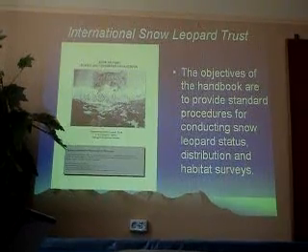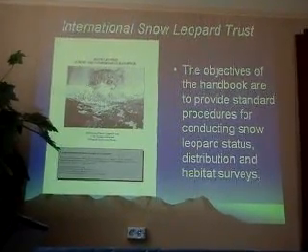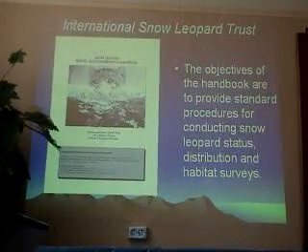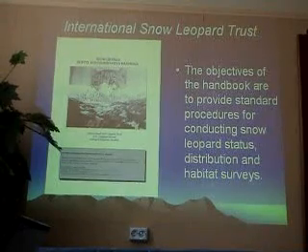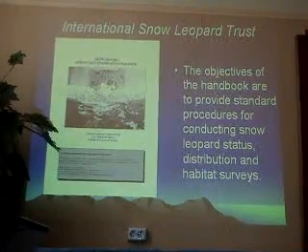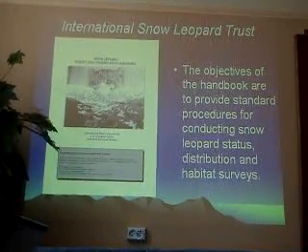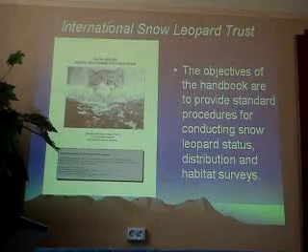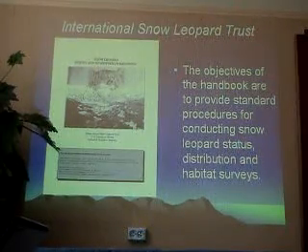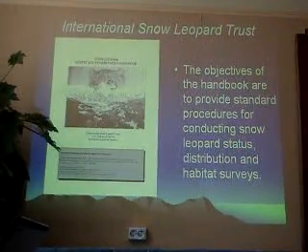So, following this survey routine method, we are doing the same as researchers are doing somewhere in Nepal, Pakistan, India, China, so we can then compare our results.